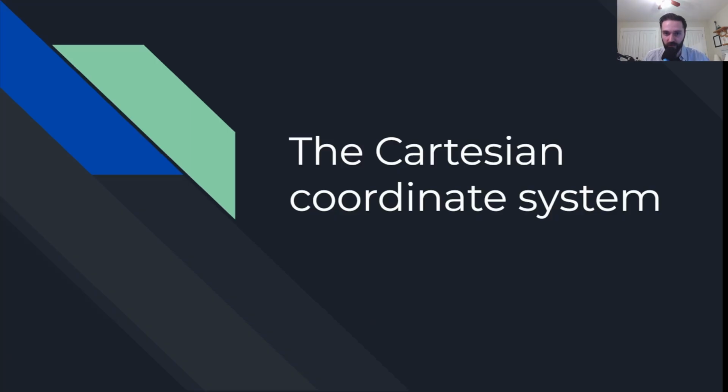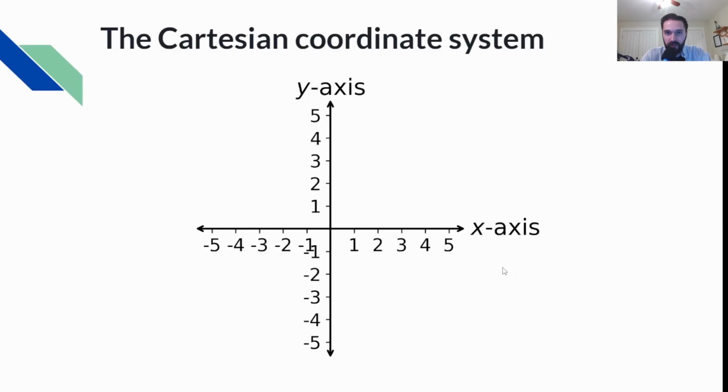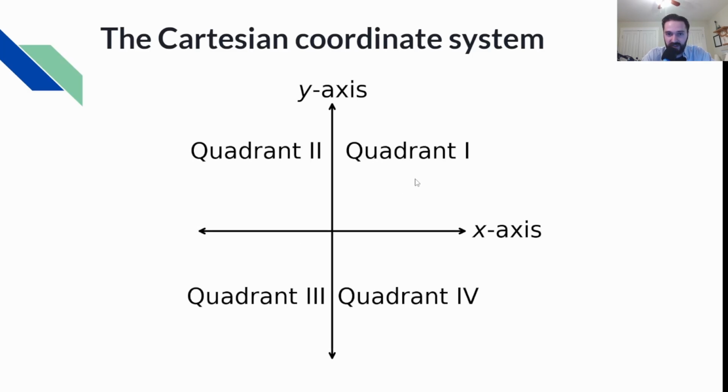Okay, here we go. The Cartesian coordinate system. This is what the coordinate system looks like. It's made up of two axes called the x-axis and the y-axis. We can use these quantities to describe locations. One thing I want you to notice is that these axes divide the plane up into four pieces. These pieces are called quadrants.